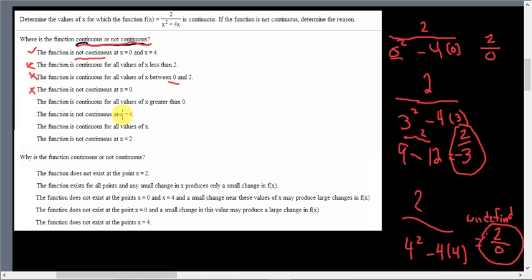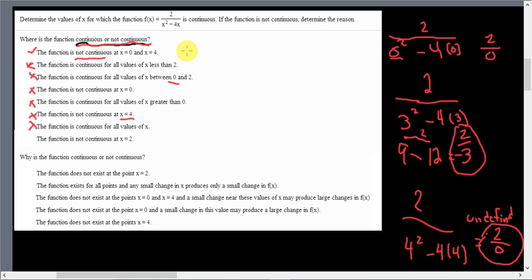The function is not continuous at 4, we know that, but that's not complete enough, because it's not continuous at 0 either. The function is not continuous for all values of x. Well, it's continuous at 2, we just found that out, so that's not true, right? Or 3, we found that it's continuous there. Oh, okay, it says it's continuous for all values of x. Well, it's not. It's just not continuous at 0 and 4. So let's go ahead and cross those out.